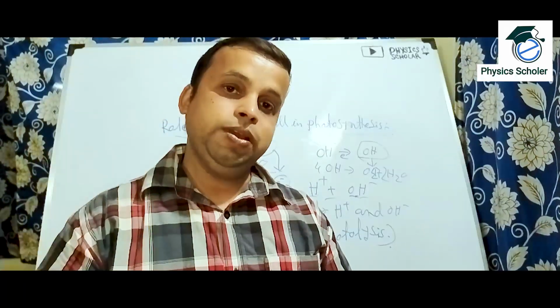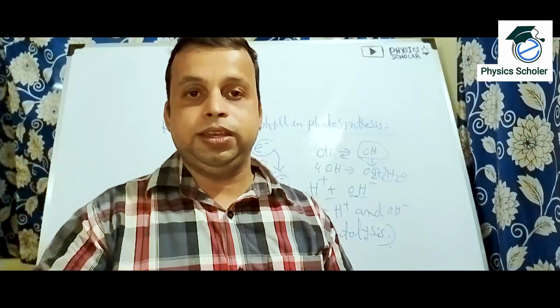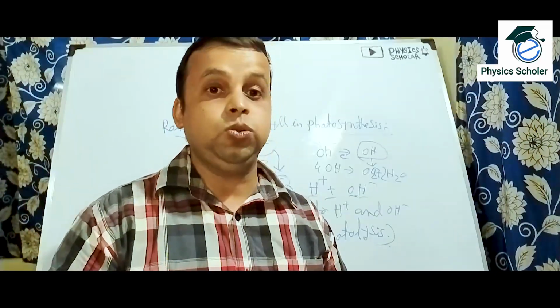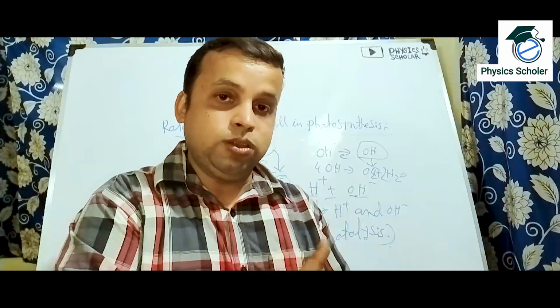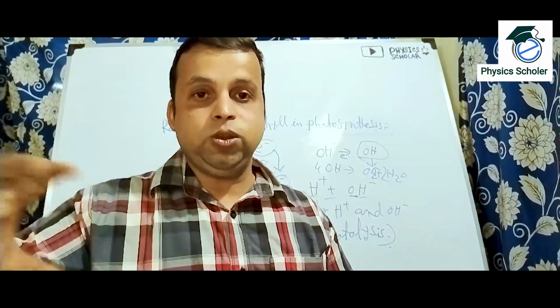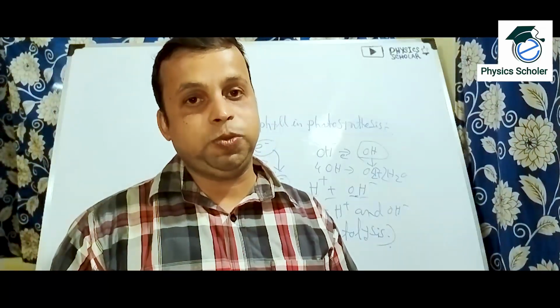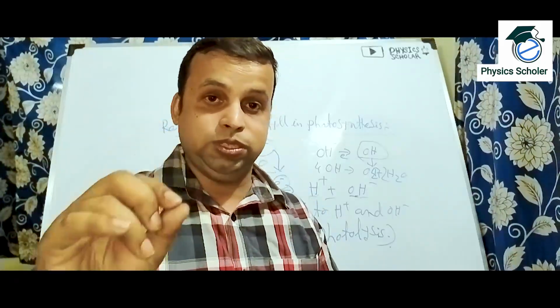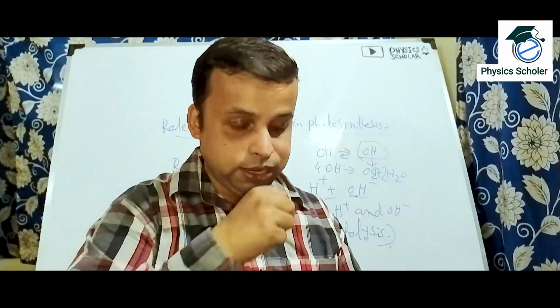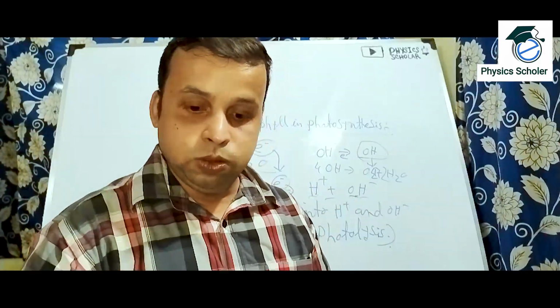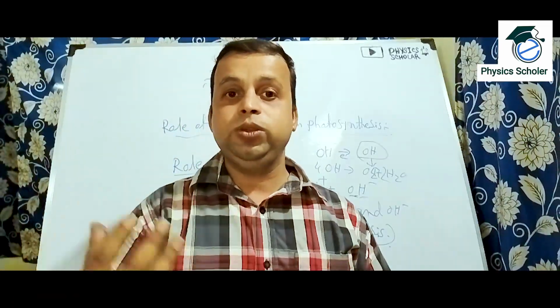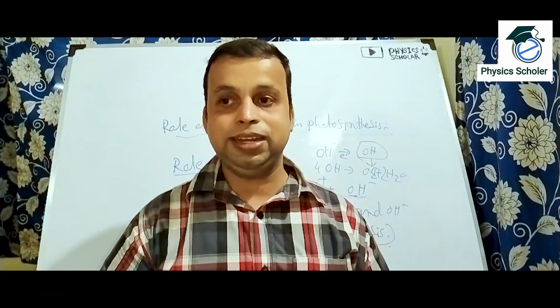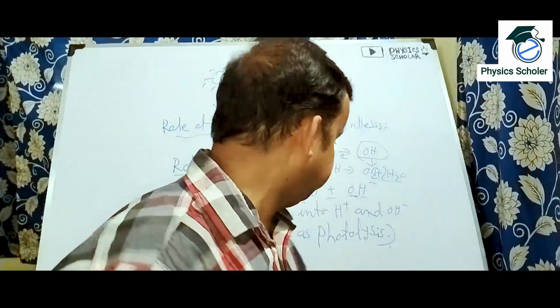So the OH minus ion will emit the electrons and become an OH radical, and the OH radical will form oxygen and water. That oxygen is the byproduct of the photosynthesis process. So water is also of huge importance, because of the byproduct oxygen we are getting, and you know how useful oxygen is for the atmosphere. So it is the source of water that is used in the photosynthesis process.